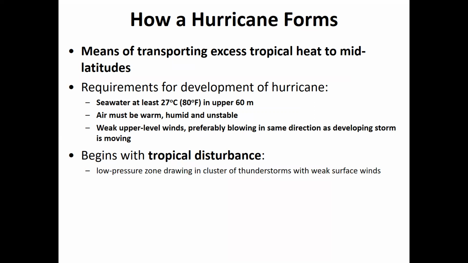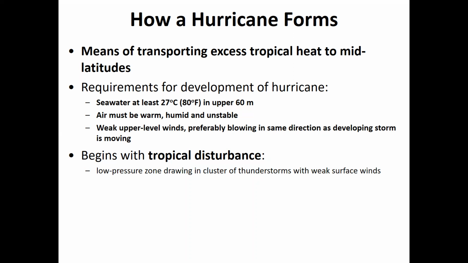And unlike with the frontal storms, with hurricanes, we need very weak upper level winds, preferably blowing all in the same direction as the storm is developing and moving. So for hurricanes to develop, we actually need no wind shear. We want the wind all moving in the same direction. For frontal cyclones to form, especially for tornadoes to form, we need wind moving in different directions at different altitudes. That is not the case for hurricanes. We need zero wind shear, or very little wind shear, which is wind moving in different directions at different heights.